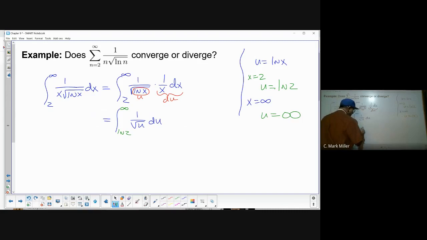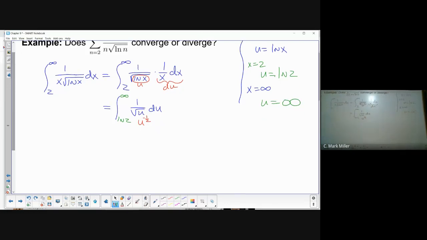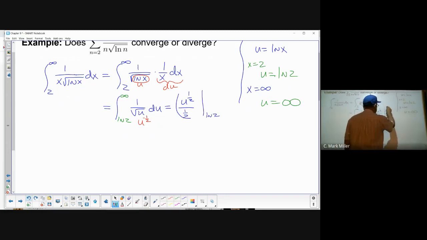Well, this right here is u to the minus 1/2. How do I integrate that? Add 1 to the exponent, divide by the new exponent. So it's going to be u to the 1/2, divided by 1/2, from log 2 to infinity.